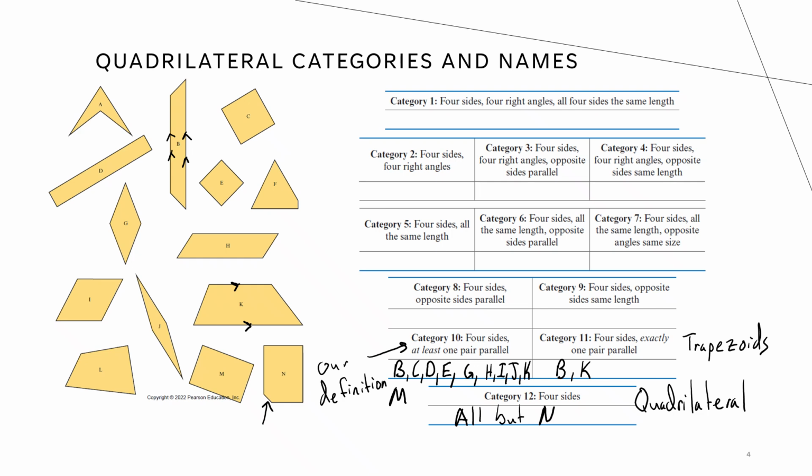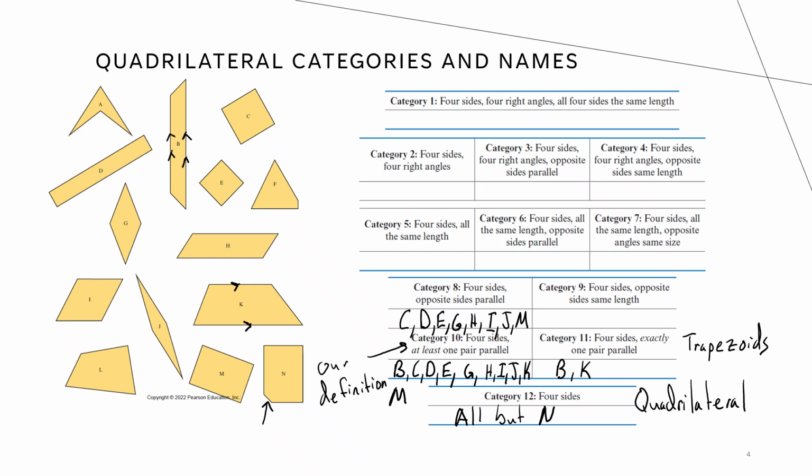Now, let's look at category 8. Which quadrilaterals have four sides, opposite sides parallel? Well, that's C, D, E, G, H, I, J, and M. And let's look at one of those.